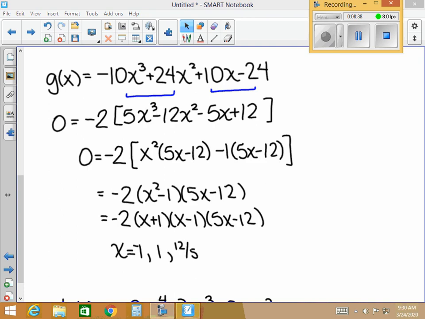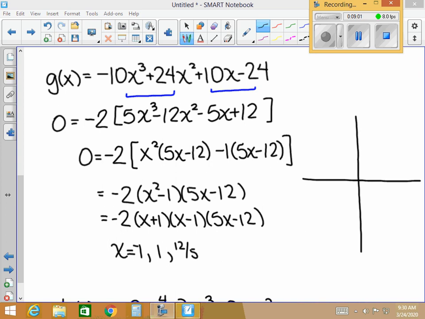Of course, the shortest path to get it factored is to pull a 2 or a −2 out first. If you didn't do that, then when you solve for x, if you're careful with your numbers, you should still get x = 1, x = −1, and x = 12/5 for the zeros of that polynomial. Each of those roots has multiplicity 1. They only happen one time.